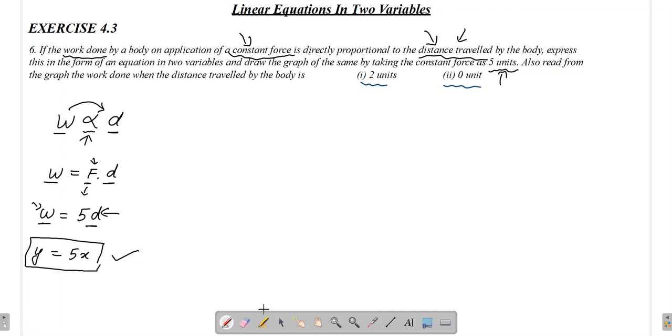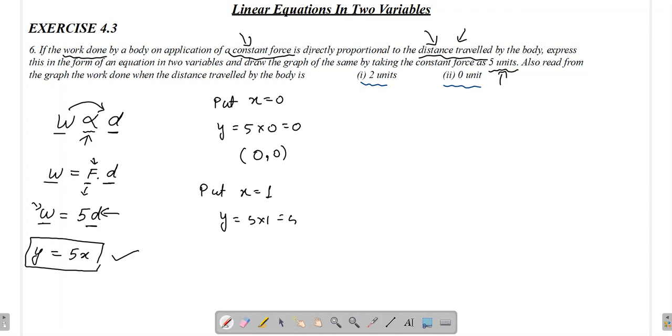Now what we need to do, we need to draw the graph. So for the same, we'll put few values to get the solution. So directly we are putting certain values. If I'll put X as 0, we'll get Y is equal to 5 into 0, that is equal to 0. Means 0 comma 0 is one of the solution. Then if I'll put X as 1, I'll be getting Y is equal to 5 into 1, that is equal to 5. So the second solution is 1 comma 5.